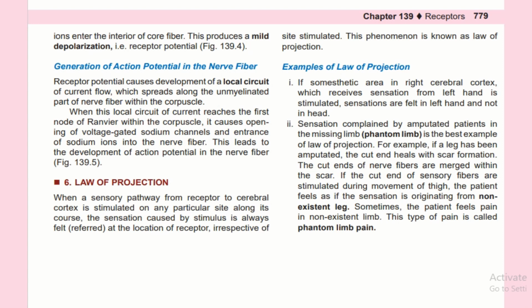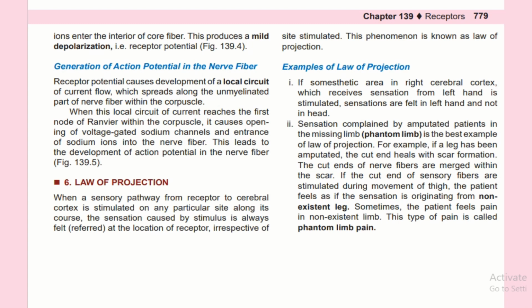Two examples of law of projection are: number one, if the somatic area in the right cerebral cortex which receives sensation from the left hand is stimulated, sensation is felt in the left hand and not in the head. So this is the law of projection.